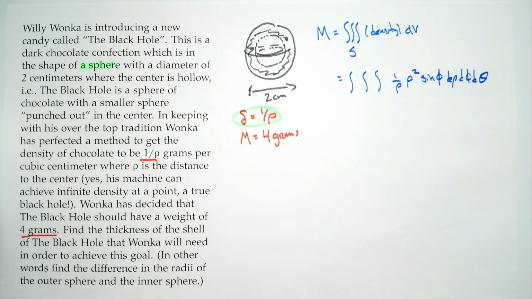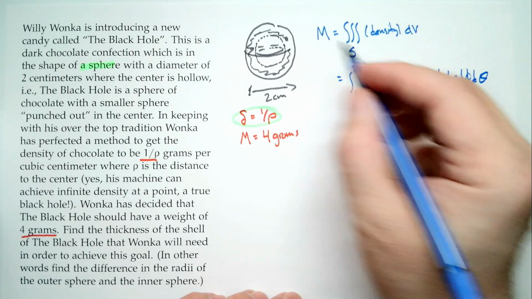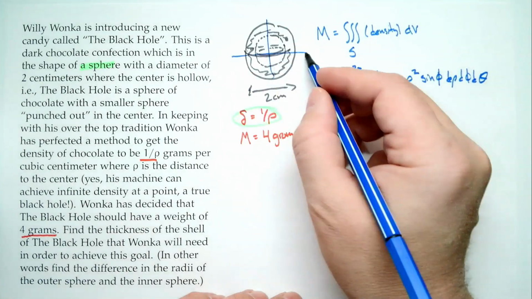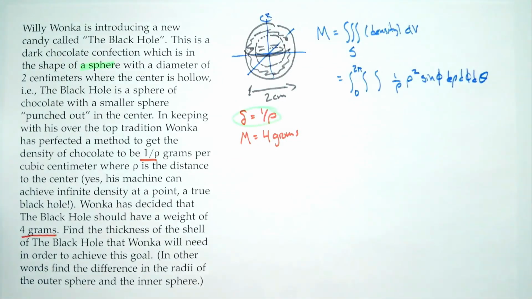Now let's talk about our parameters. So let's talk about theta. Where will theta go between? 0 and 2 pi. Now the theta, if we were to think about throwing in some axes here, the fact that it goes 0 to 2 pi just says we have this full revolution around the z-axis. So when you see the same shape all the way around with respect to the z-axis, that means your integral goes from 0 to 2 pi.